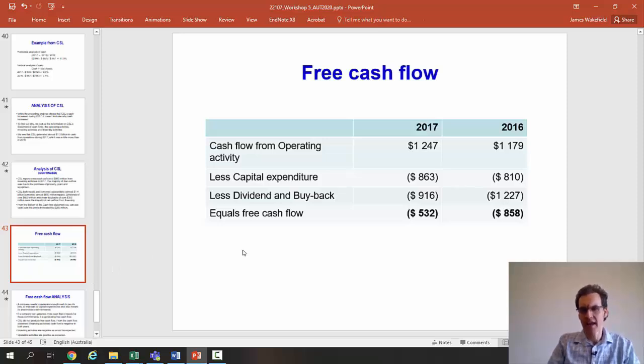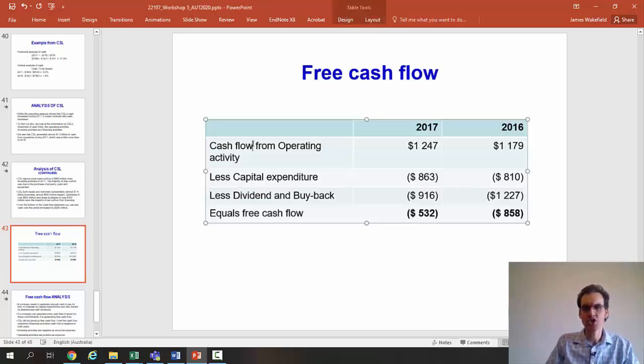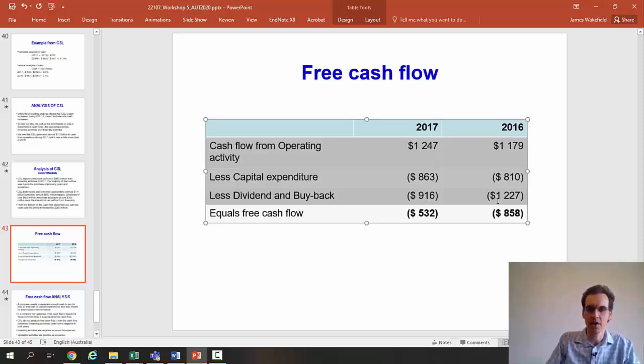Now, one of the measures that help us analyze how successful a business manages its cash is what's called free cash flow. And basically what free cash flow shows us is the cash you have from operating activities, less capital expenditure, less dividend and buyback, which equals your free cash flow. So it gives you an indication as to how healthy the business's cash flows are from operations, and can it use that cash flow to improve capital, so capital expenditure here, as well as service its expectations from shareholders in terms of the returns they want going forward.